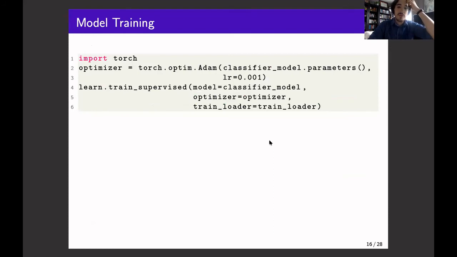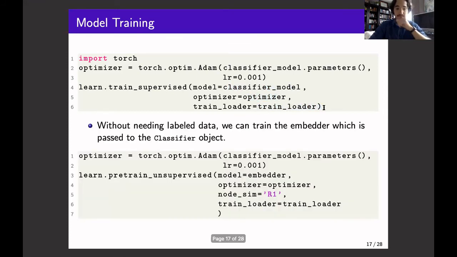So the training is also very simple. You just import PyTorch and you create your optimizer. Now that you've built your model object, you can pass it to this training function. You pass your optimizer and your loader, and you're good to train.